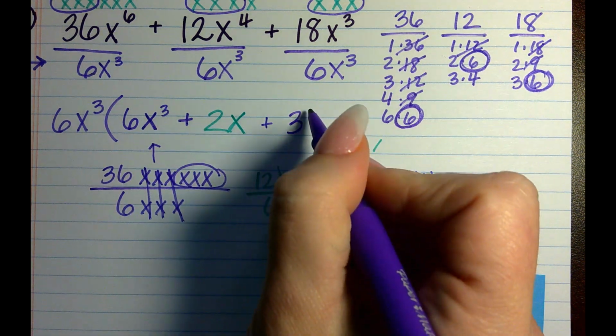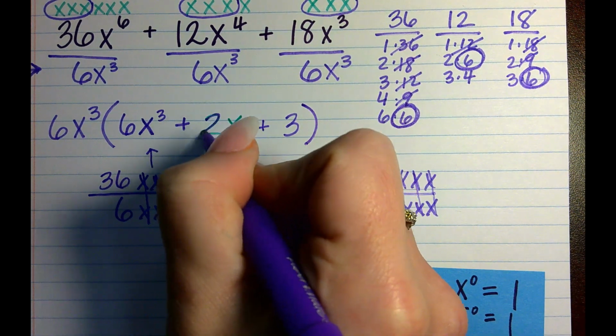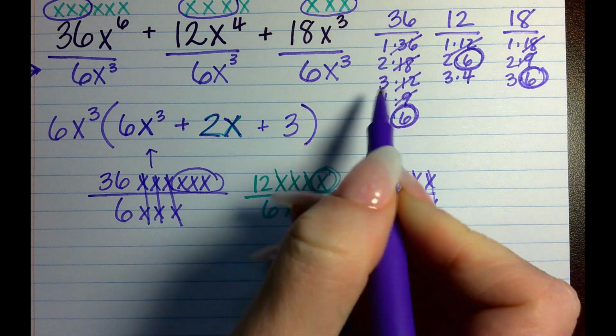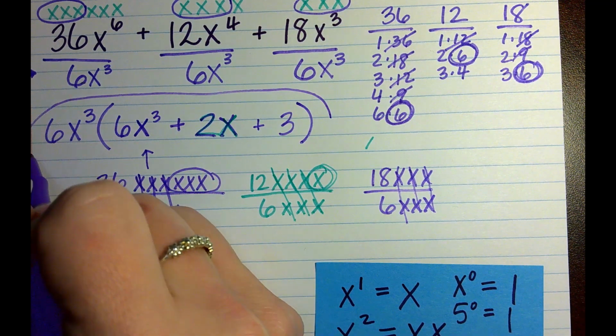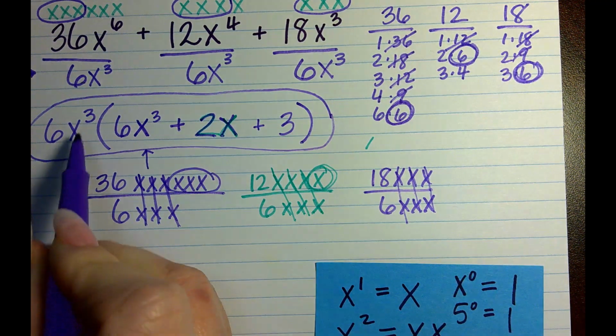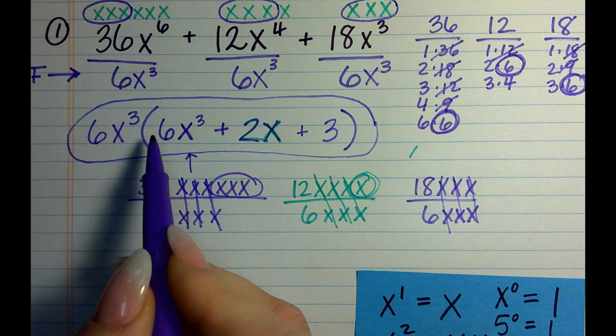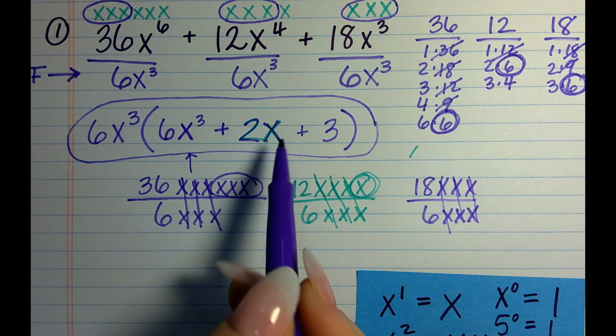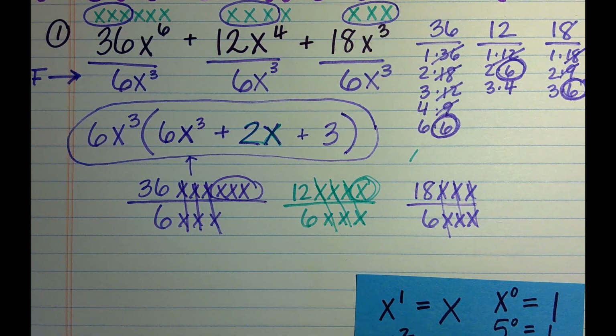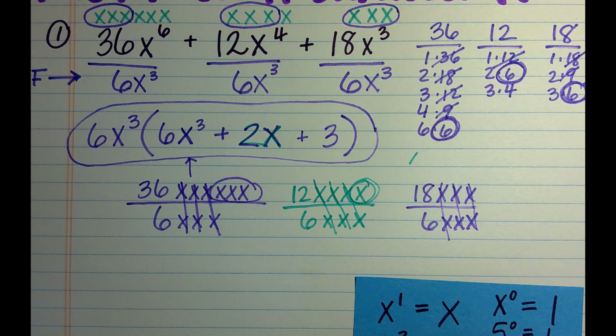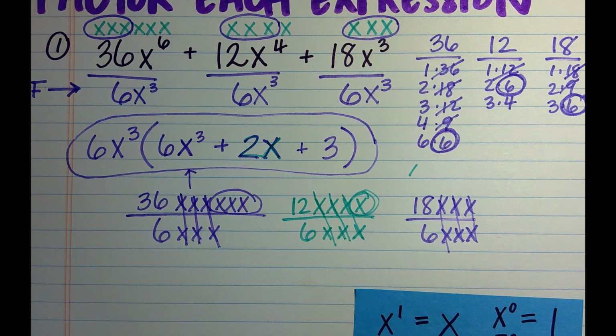Now we have our final answer. That was a long one. 6x to the third power times the quantity 6x to the third power plus 2x plus 3. There it is. That's the factored form. That's it.